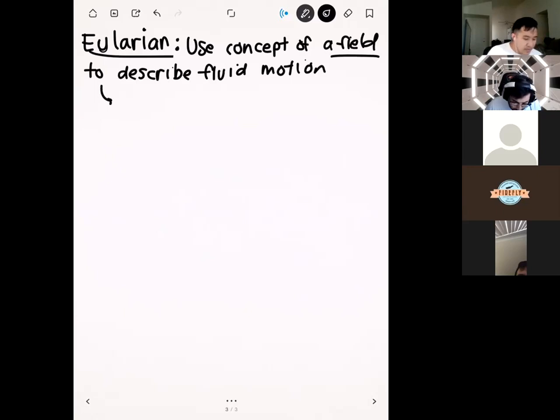I think the best analogy that I can come up with is that with the Eulerian description, you're not following individual particles as they move in the fluid flow. Instead, you're putting a bunch of stationary probes into the fluid, and then you observe the fluid as it moves past these probes.